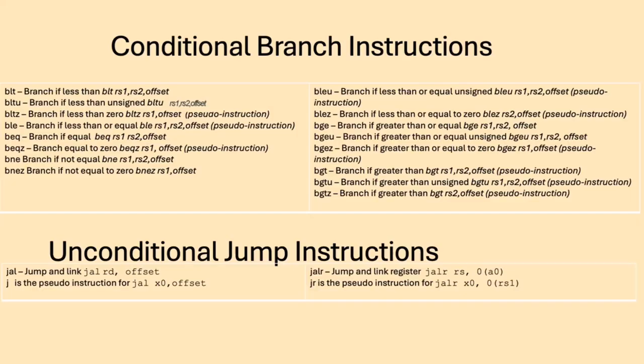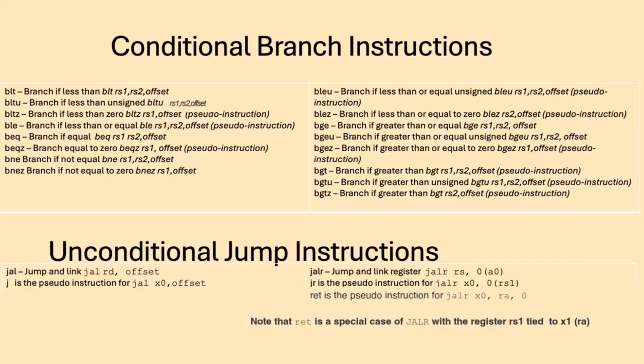JALR differs in that it uses a target address made up of a register plus an offset. The instruction JALR0 with an offset of 0 for the I register will simply return the address in the I register. A summary of the actual and pseudo branch equivalents is shown here along with the jump instructions.